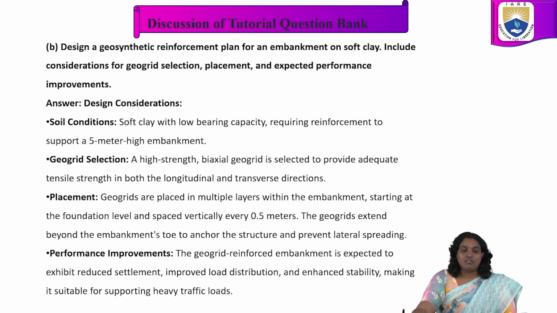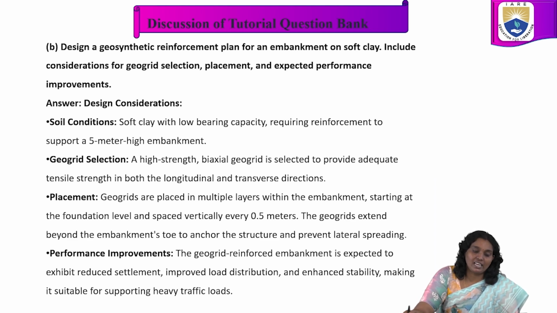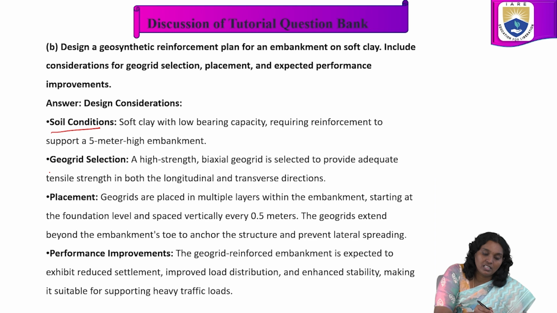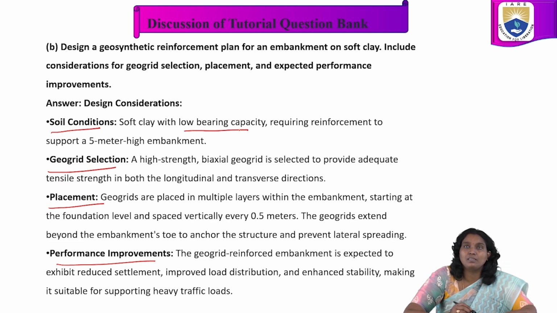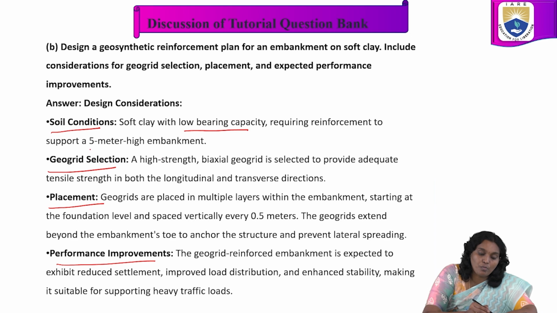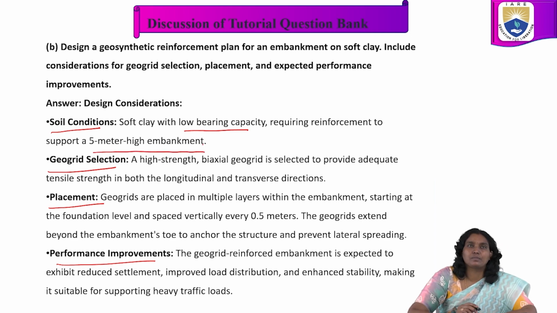One more kind of question that has a chance of coming in our examination: design a geosynthetic reinforcement plan for an embankment on soft clay. Include considerations for geogrid selection, placement, and expected performance improvements. The design considerations are soil condition, geogrid selection, placement, and performance improvements. Here, the soil is soft clay with low bearing capacity, requiring reinforcement to support a 5-meter high embankment.